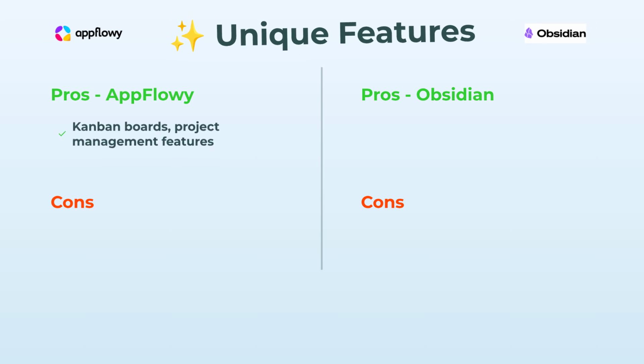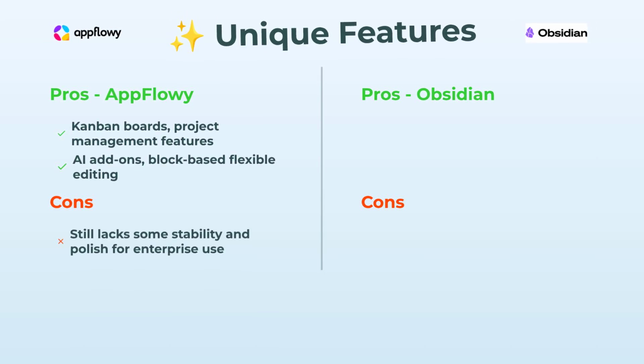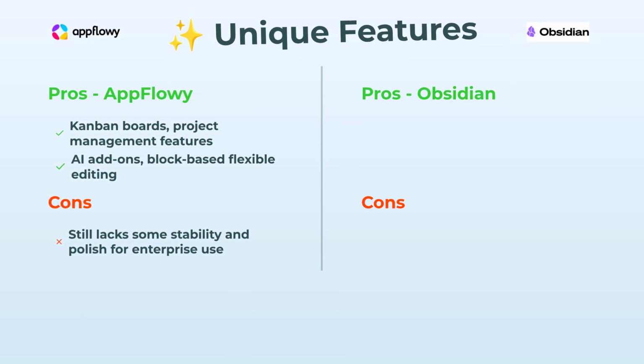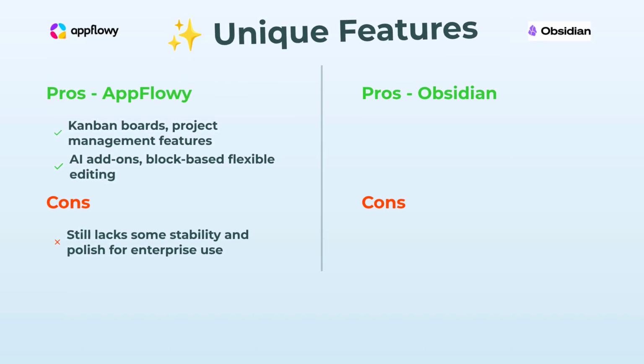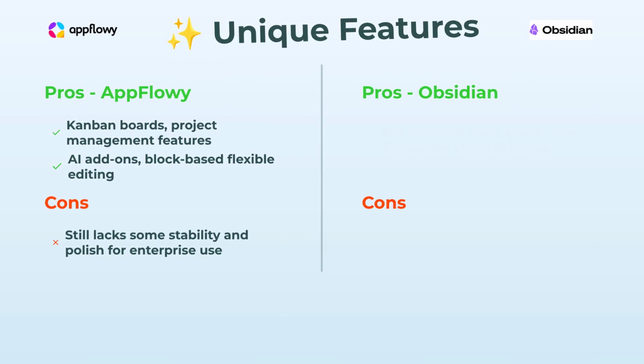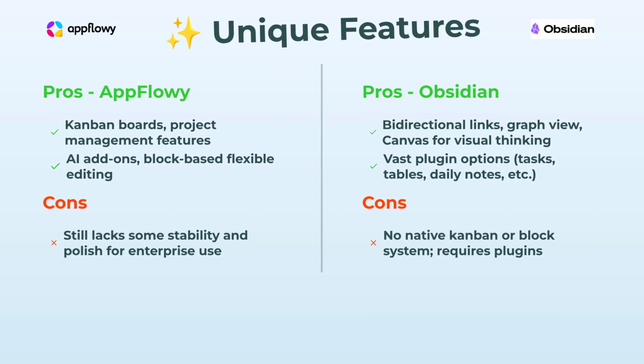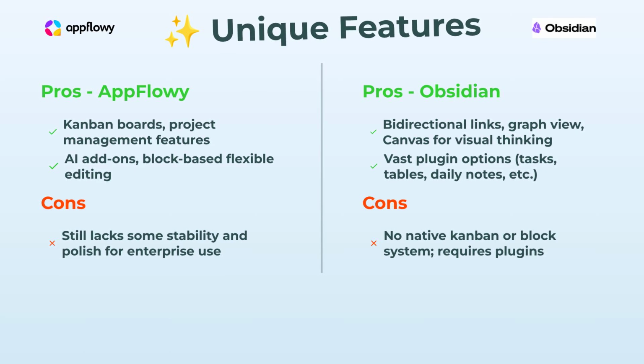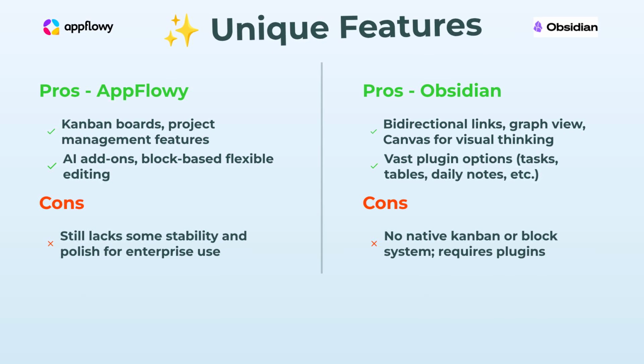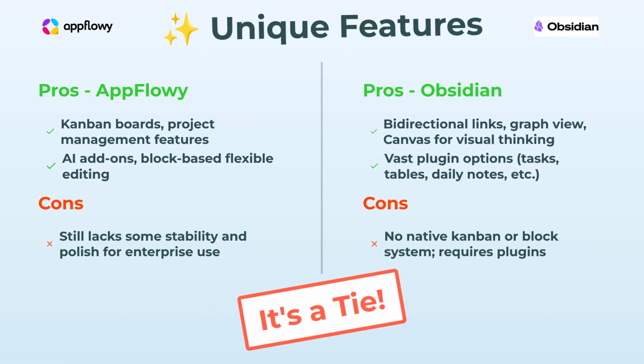On to unique features. With AppFlowy, you get built-in Kanban boards, project management tools, plus AI editing. All very on-trend, right? The flip side, some pieces still feel a little rough around the edges, especially for heavy-duty business use. Obsidian, meanwhile, brings bidirectional links, a super cool graph view, canvas for visual thinkers, and plugins for basically every workflow. But weirdly, it won't give you a Kanban or block system without plugins. So honestly, both bring something special here. Let's call it a tie.